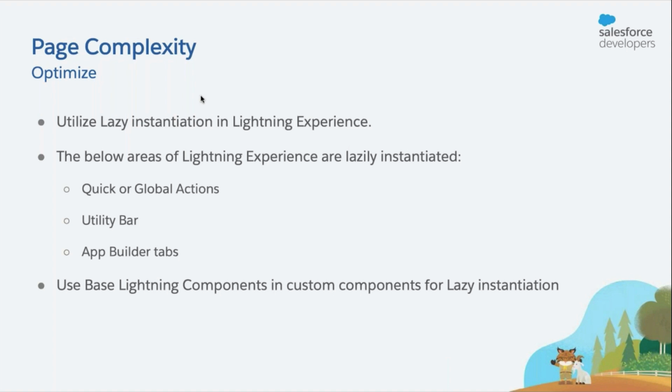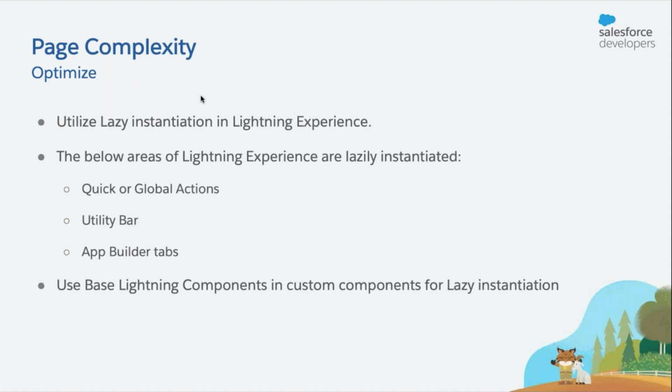How you can optimize, I already weaved into the talk track before. That is, use lazy instantiation. That is, don't load everything on page load. Load it slowly. When a user clicks a button or when the user switches a tab, then you can load components. That is lazy instantiation. And the below areas are lazily instantiated, like global actions. You click a button, then the global action comes, so your component loads then, which is lazy loading.